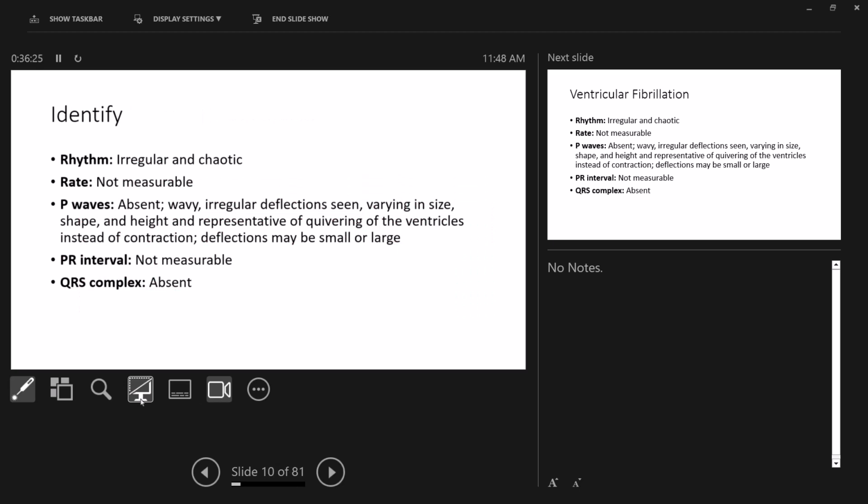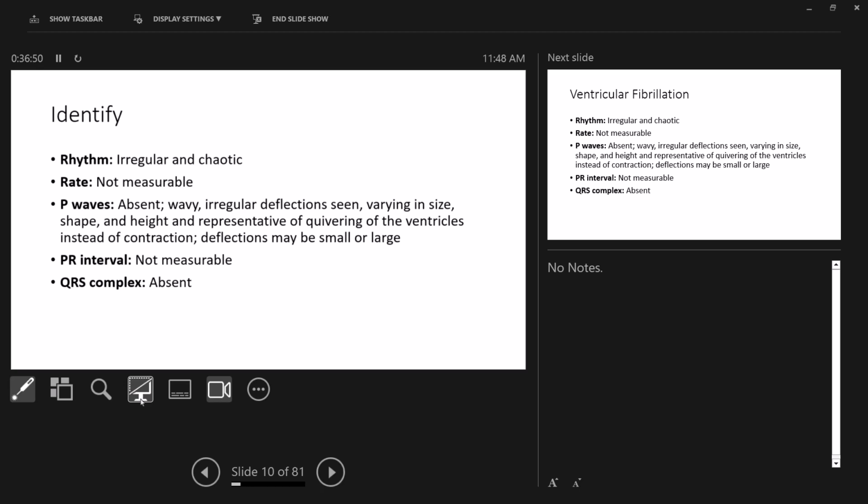Rhythm, irregular and chaotic. You can't measure its rate. There are absent P waves, wavy, irregular deflections seen varying in size, shape, and height, representative of quivering of the ventricles instead of contraction. Deflections may be small or large. PR interval is not measurable, and there is no QRS complex. Name that tune.